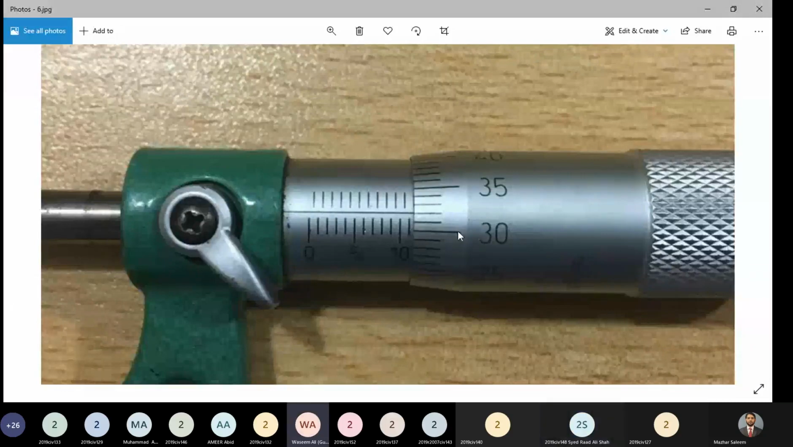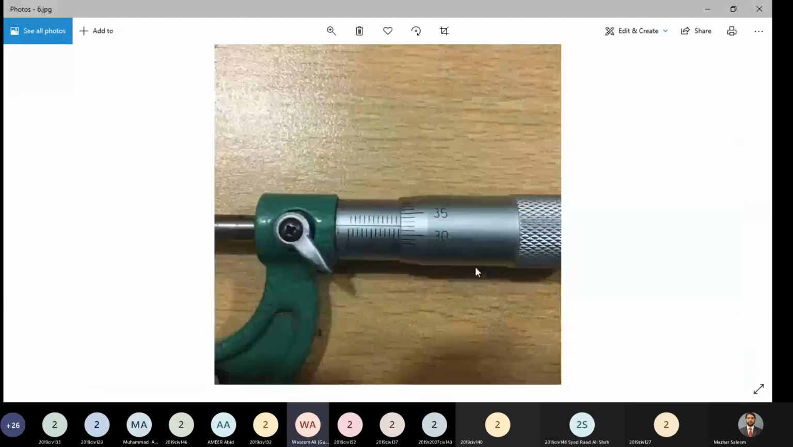How much is the circular scale reading? 32. So 11 plus 32, and 32 will be multiplied with the least count, that is 0.01. So the value will be 11.32 millimeters, right? So the current reading on the screw gauge is 11.32 millimeters. Everybody is clear about this? Yes, sir. Okay, that is great. If you have any question at any point, just raise your hand.